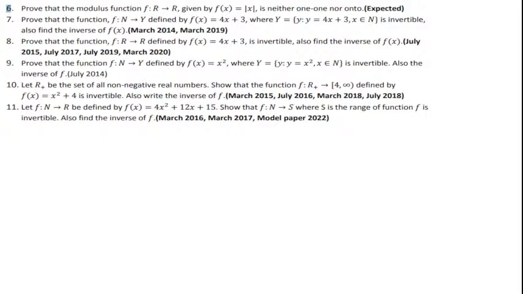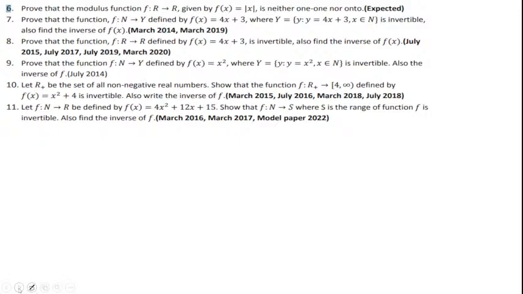So here are some questions in front of you. In your NCERT textbook you have hardly 5 to 6 questions on invertible functions. If you practice very well, definitely those 5 marks will be yours. So here are the questions. We'll solve them one by one.